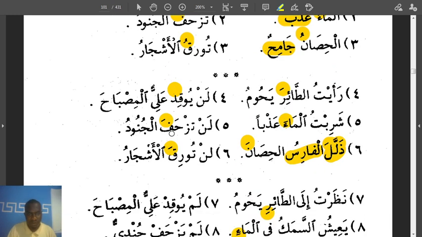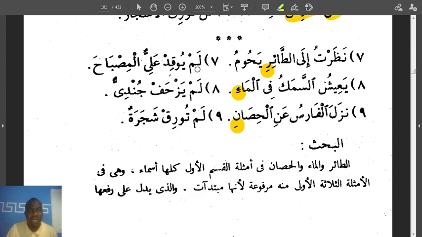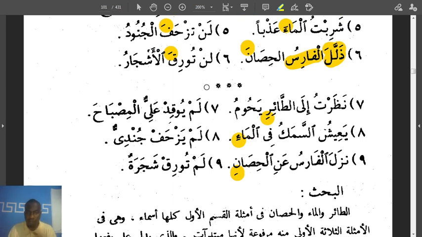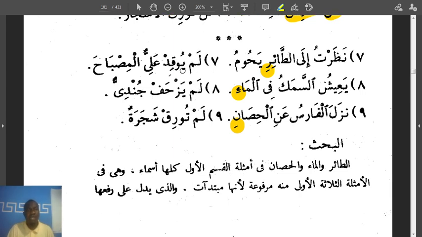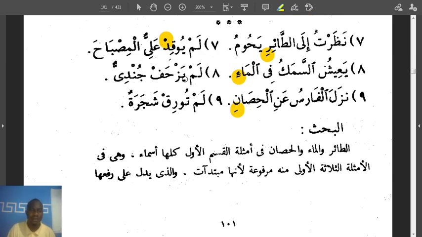So from dhamma, fatha, and then we come to the last, lam, which means did not. Here we have lan meaning will not, lam did not. So we say lam yuqid aliyun al-misbah. Ali did not light the lamp. Lam yazhaf jundiyun. Here you see the sukun. The soldier did not march. He did not march. And then we have lam turik shajaratun. The tree did not bear leaves.